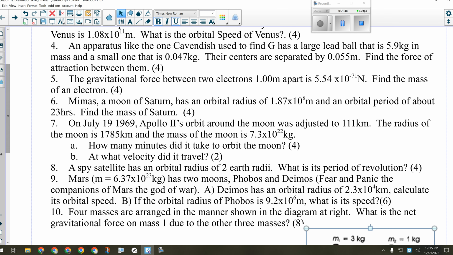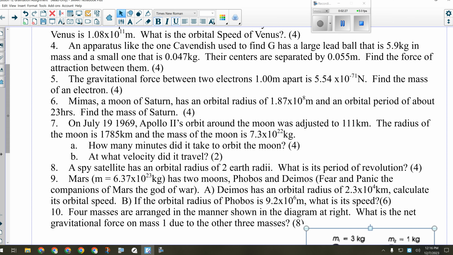Number 5, the gravitational force between 2 electrons 1 meter apart is 5.54 times 10 to the minus 71 newtons. Okay, find the mass of an electron. There's a little algebra trick to that question, but once you get it, you'll realize why that question is only out of 4 marks. There's really not a lot to do. It's more of a realization question. Okay, the tip that I will give you is this: electrons all have the same mass. Electrons are all identical.